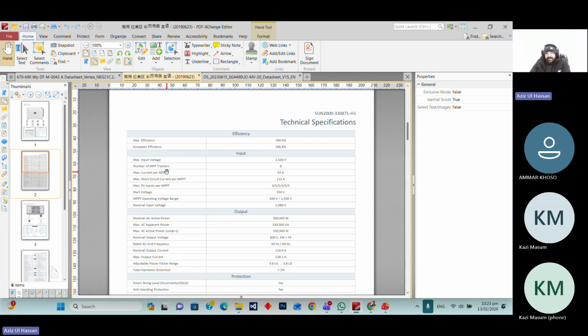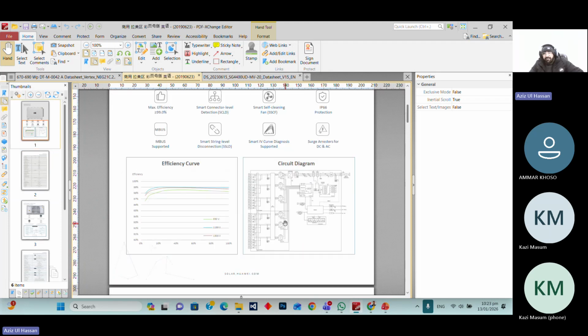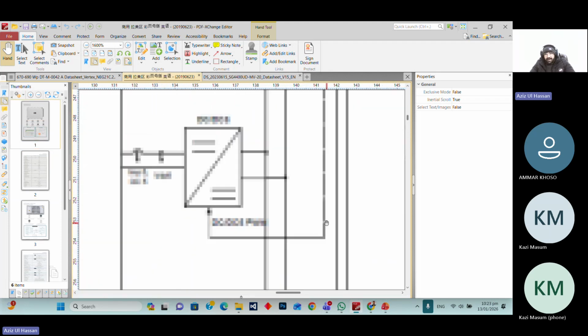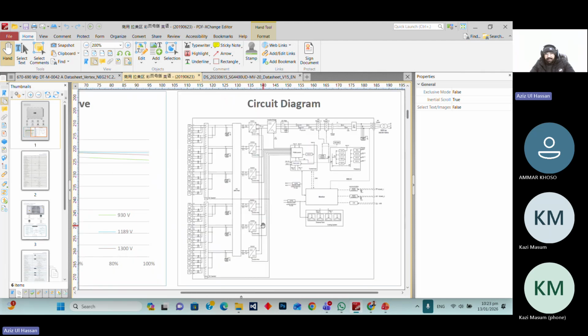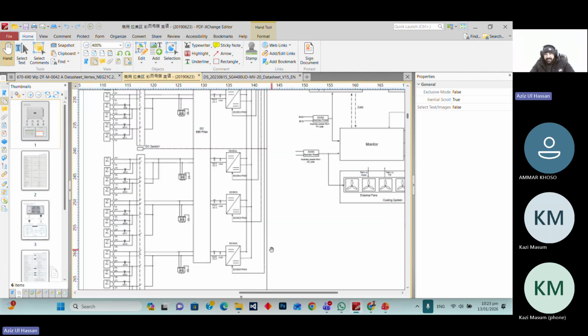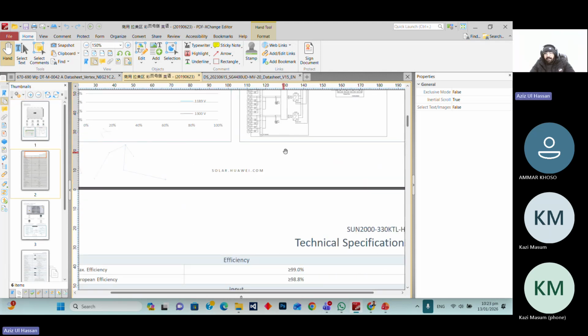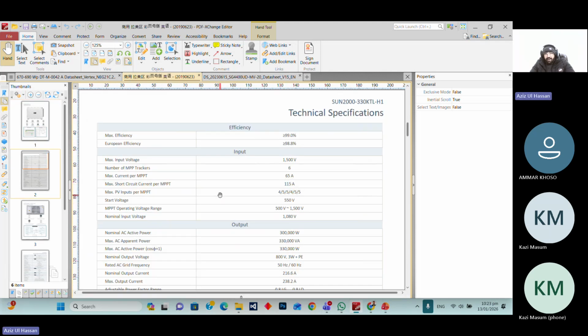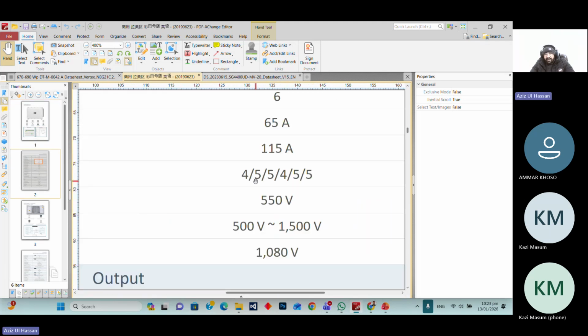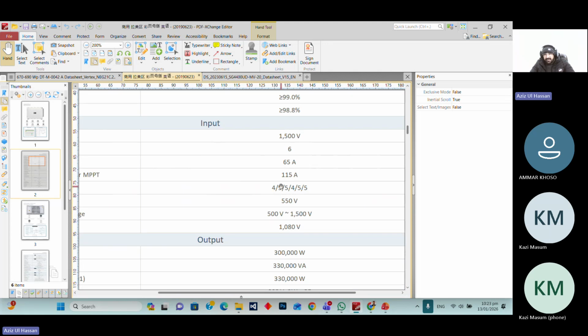Number of MPPT trackers means that we have 6 MPPT trackers. These are installed in the PV inverter. 6 MPPT trackers, maximum power point trackers. And the number of strings per MPPT is decided. Like we have first MPPT with 4 strings, second 5, third 5, fourth 4, like this.